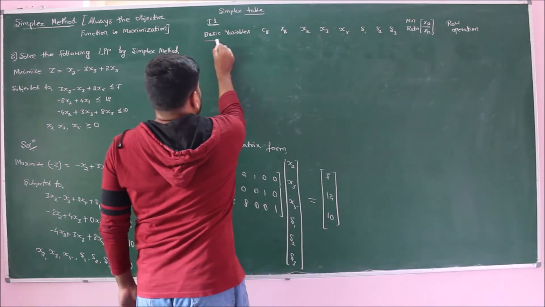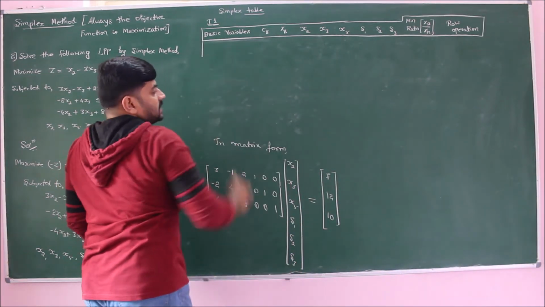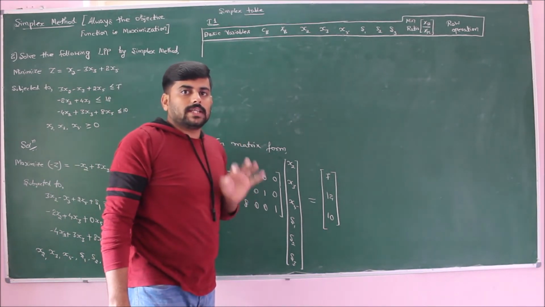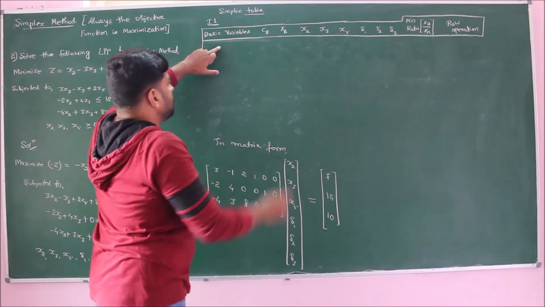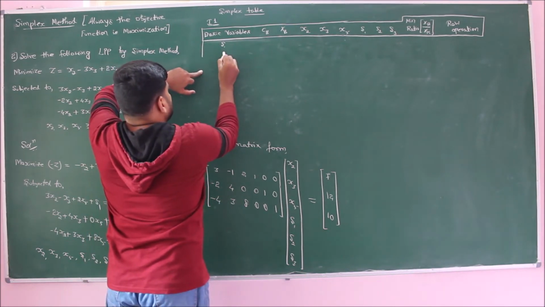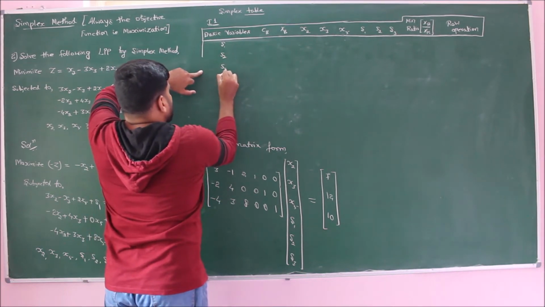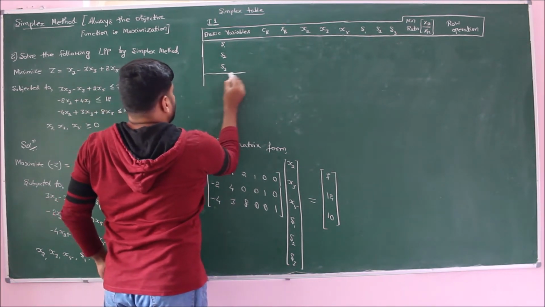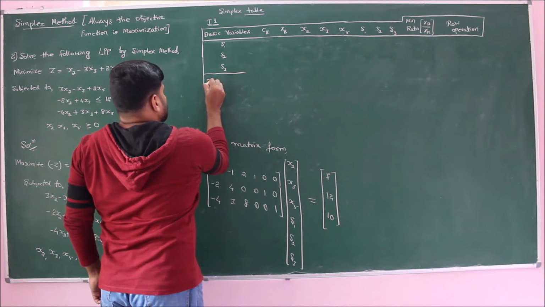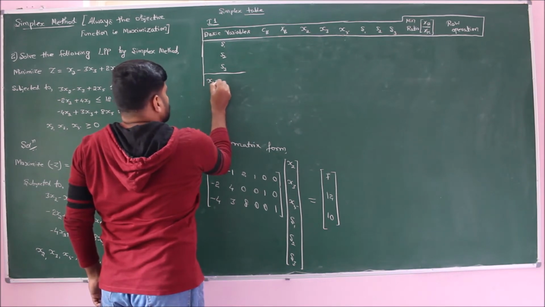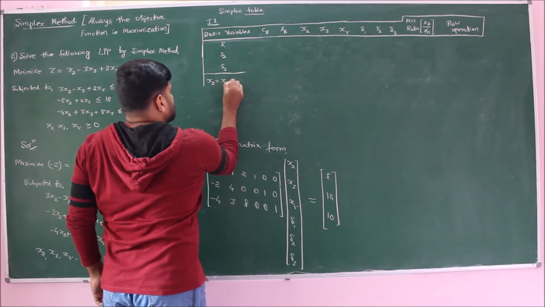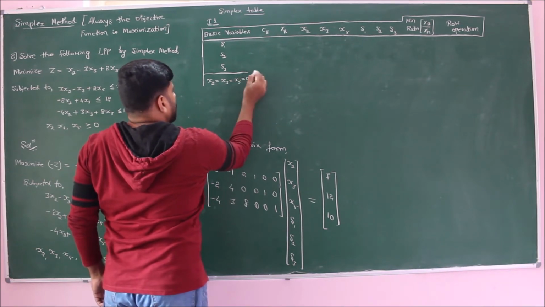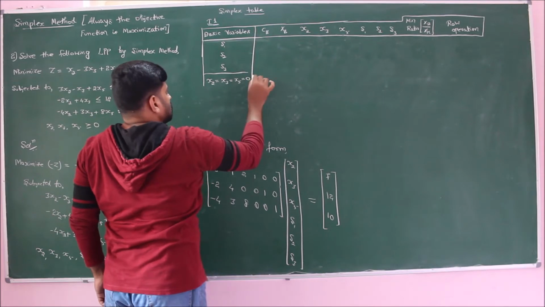So the first row is open. Now the basic variables are nothing but the slack variables only. In the first iteration, the slack variables are s1, s2 and s3. So in the first step we don't have the required variables values, that is x2, x3 and x5. So therefore treating them as zeros.